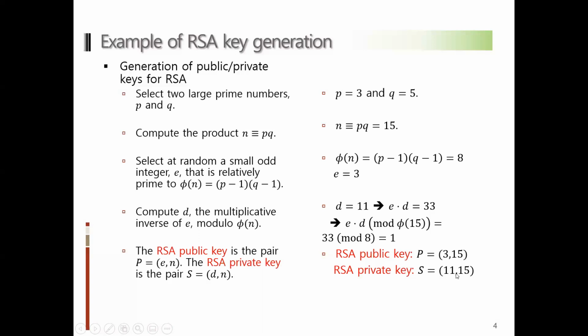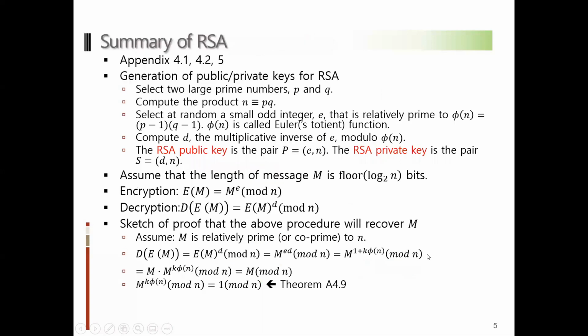Yeah, so these are the pairs. And then once you obtain those values, you know that this public key will be announced in public, and this private key will be kept secret. And then once Alice receives this public key, she also chooses the message to transmit.